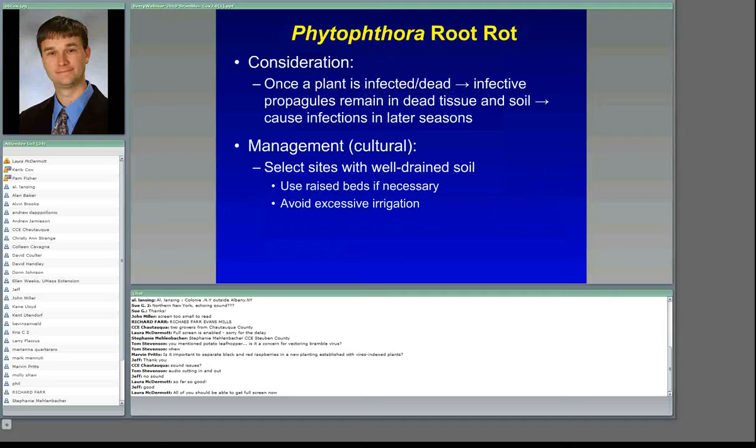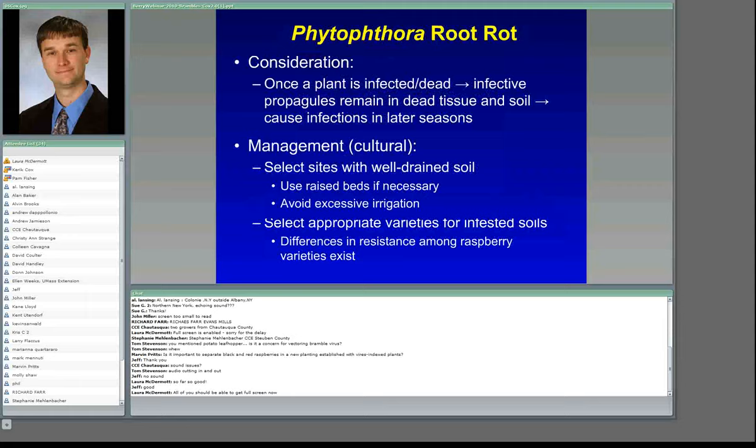Of course, select an appropriate variety. There are differences in resistance among raspberry varieties. However, they are not often well known and would be best served by looking in your nursery catalog for which varieties claim to have some form of resistance, depending on how large or minute it may be, and picking one like that if you think you have a planting with a lot of low-lying spots and potential wet spots, or a field that's historically more wet.